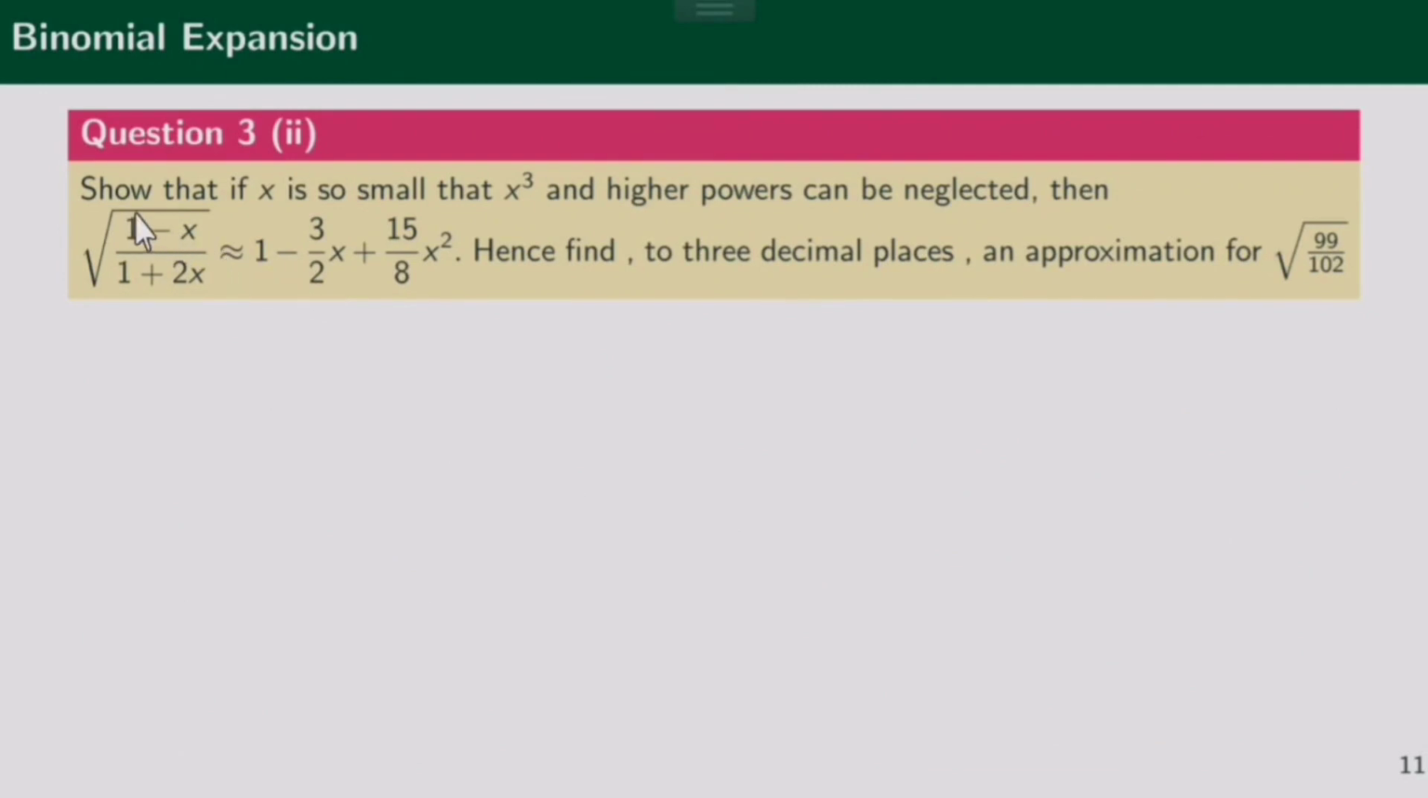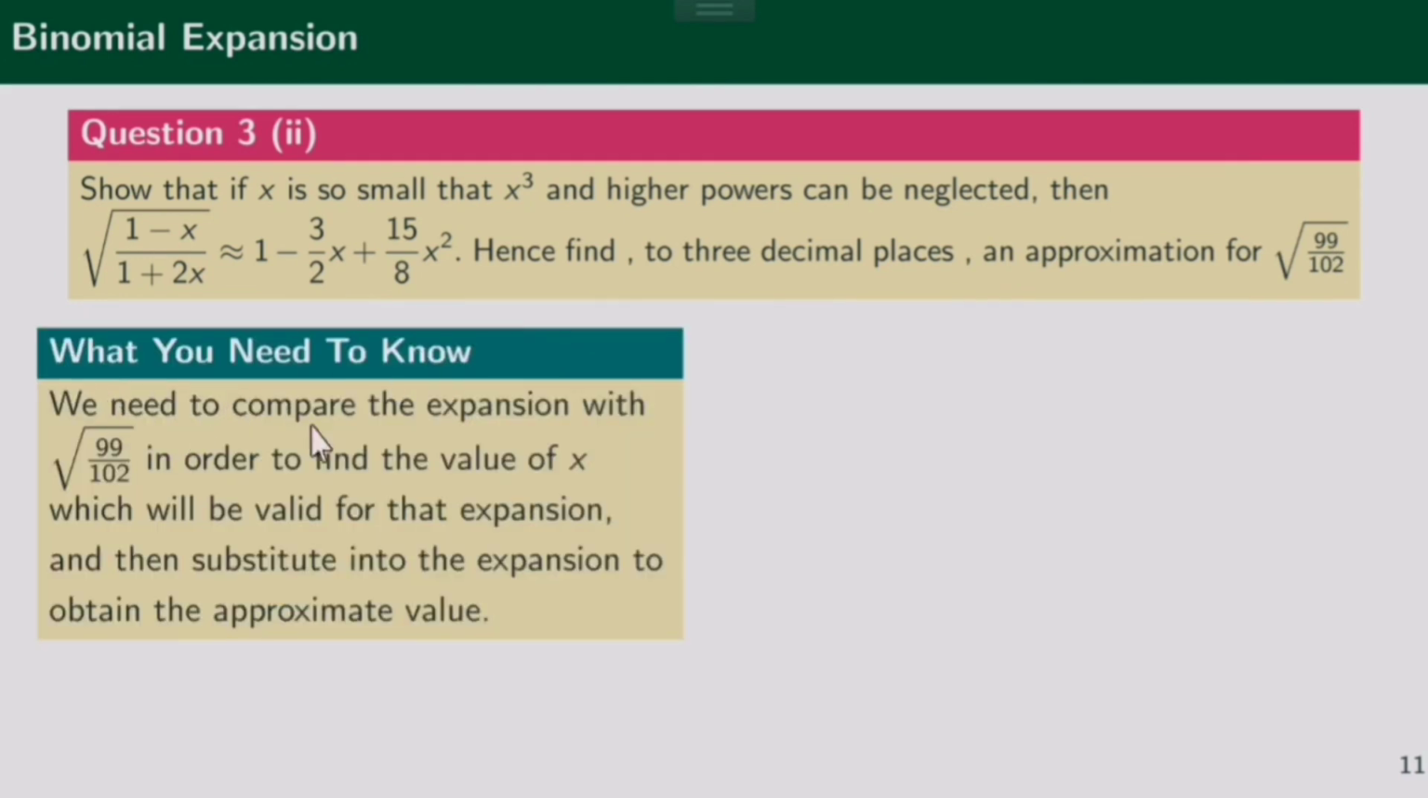Now, the next part of the question is to show that if x is so small that x cubed and higher powers can be neglected, then this is equal to this. We have shown that already. Hence, find to 3 decimal places an approximation for the square root of 99 divided by 102. Okay, so we have to go ahead to solve the problem. And what do we need to know? We need to compare the expansion with the square root of 99 divided by 102 in order to find the value of x, which will be valid for the expansion, and then substitute into the expansion to obtain the approximate value.